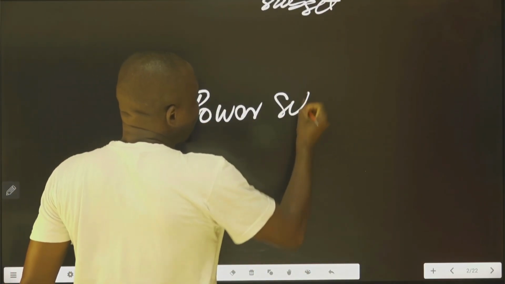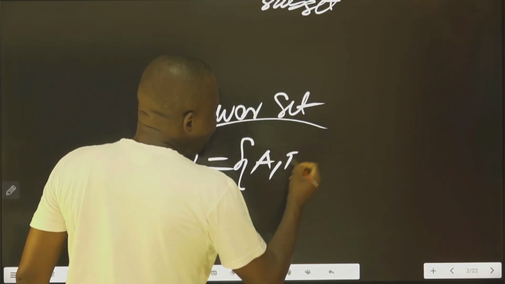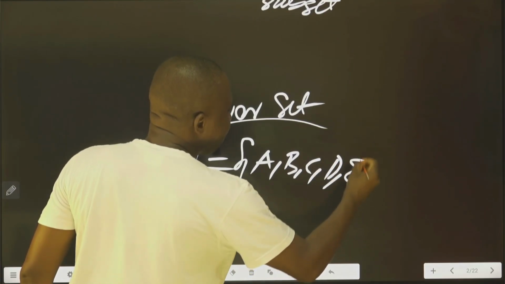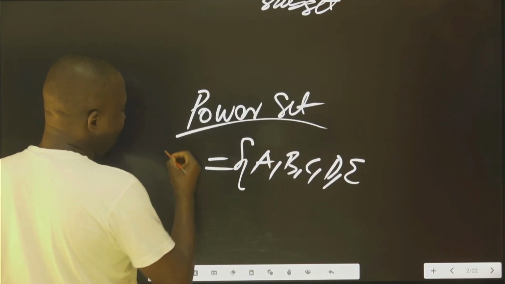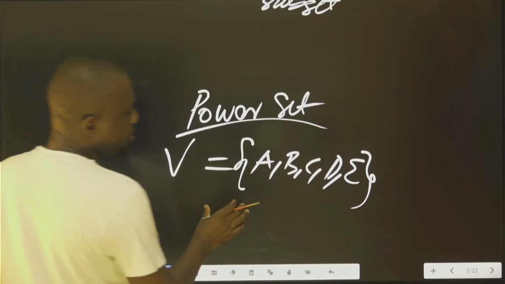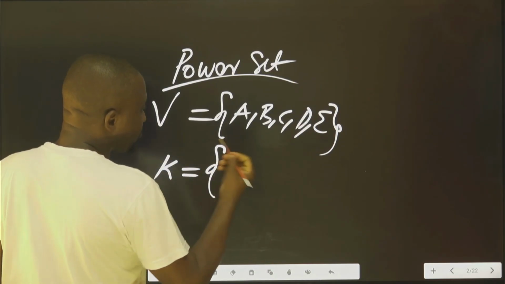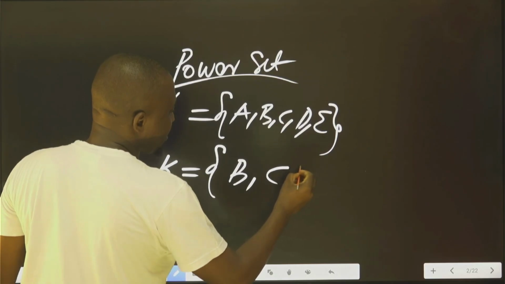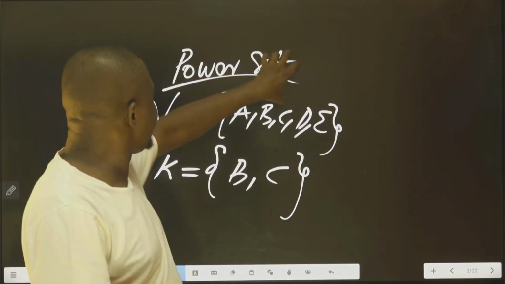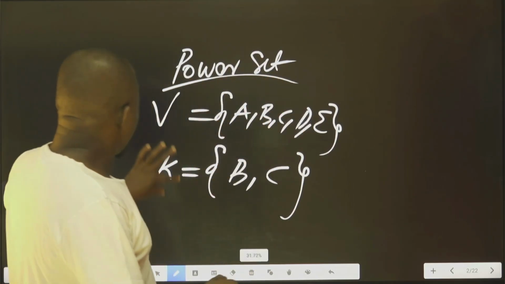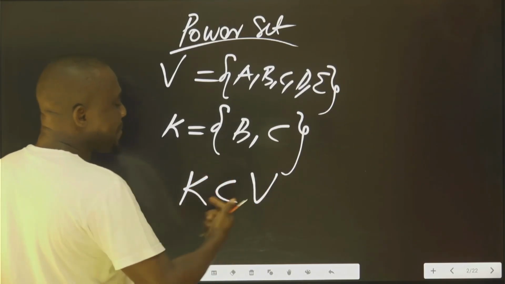Power set. Okay? If I said D is equals to A, B, C, D, E. Okay? Let me not put D here again because of what I'm doing there. Let me put V here. Okay? And I say K is equals to, say, B, C. Just the way I did the other one, I'm just writing something else, okay? Just to explain this. It's simple. You agree with me? K is a subset of V, a proper subset of V.